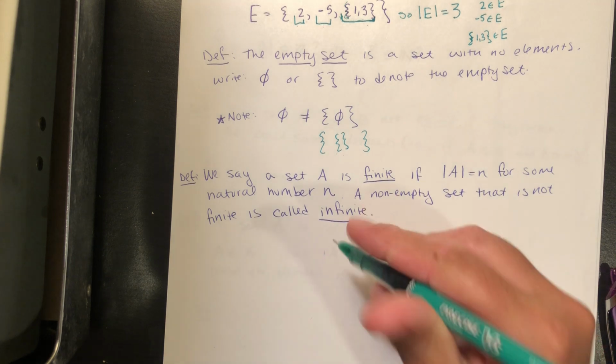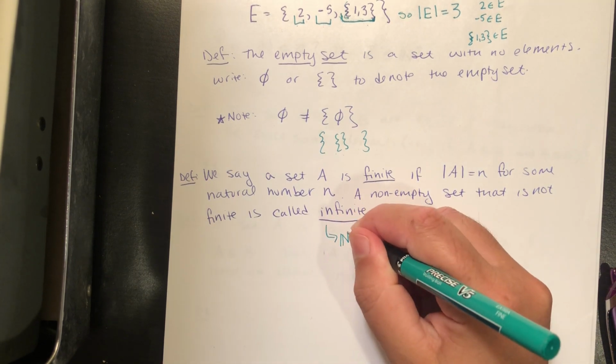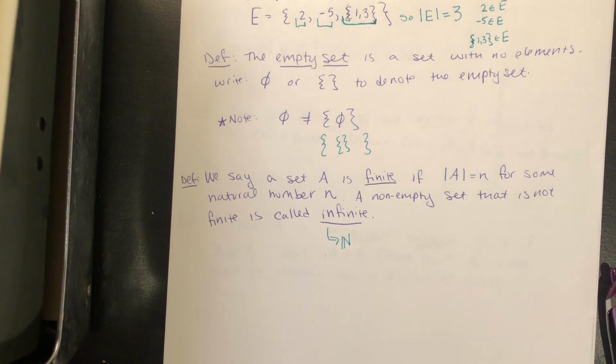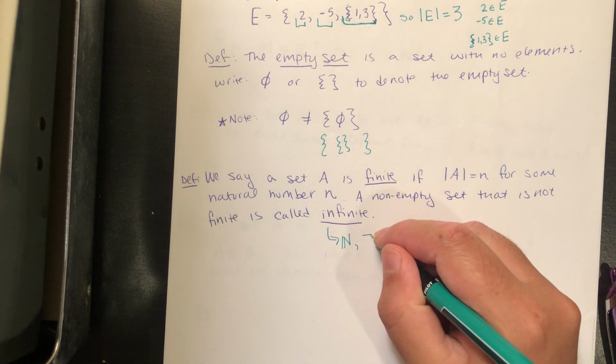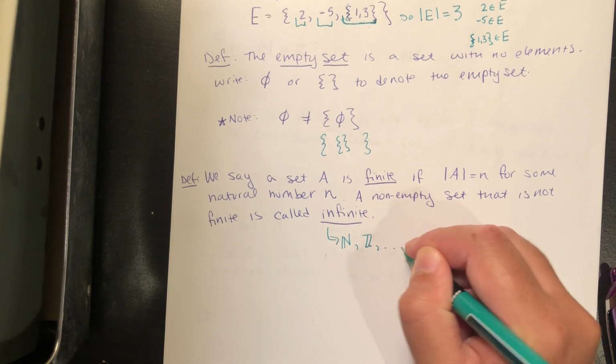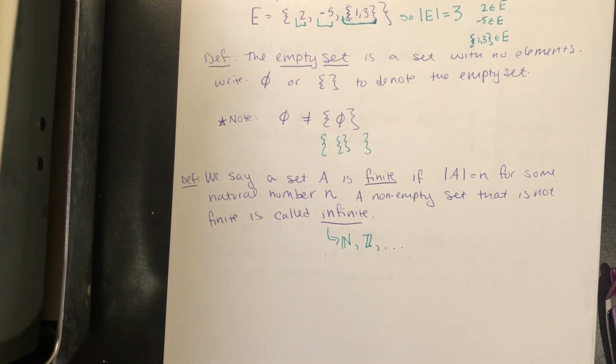So as an example, the natural numbers are infinite because you can't describe the cardinality of them using any single natural number. Similarly, the integers are infinite, the real numbers are infinite, there's lots of infinite sets.